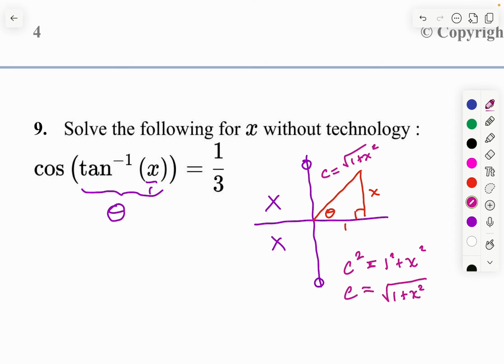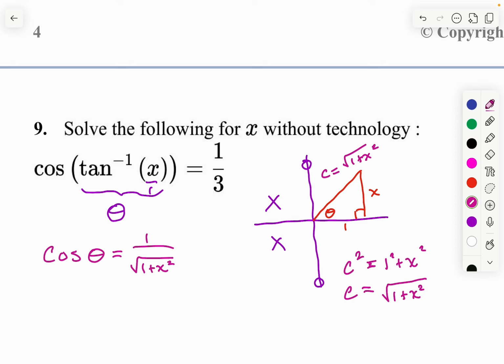Okay, and so now I know that theta is what's in my picture, and I'm going to take the cosine of theta. And if you just look at my picture, the cosine of theta is 1 over the square root of 1 plus x squared.